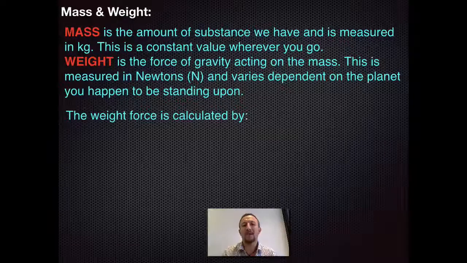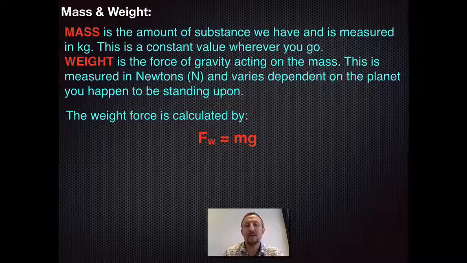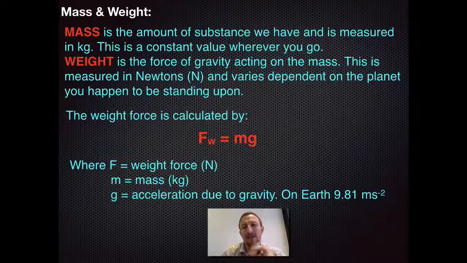So from this, we can then rearrange Newton's formula to get weight force equaling mg, where obviously the force of weight, and you can see that with the little subscript w, is measured in newtons. The mass obviously will be in kilograms, but g will be the acceleration, and has been converted into g because it's acceleration due to gravity. On the planet Earth, that acceleration due to gravity is 9.81 meters per second squared.